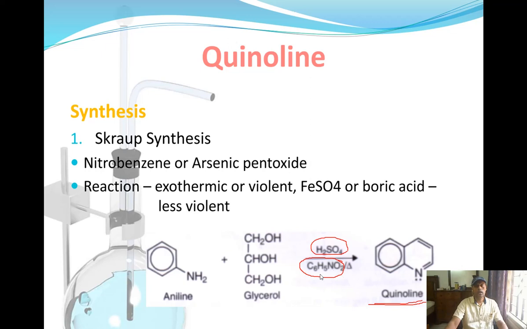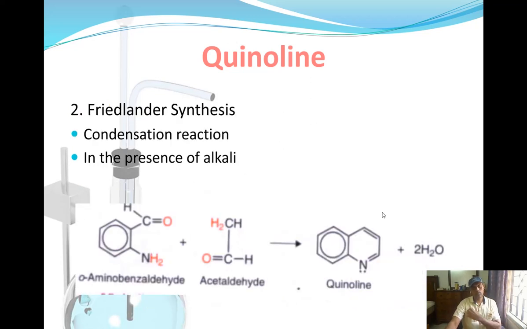Instead of nitrobenzene, you can use arsenic pentoxide. And this reaction is a violent, exothermic reaction. You can reduce the severity of the reaction by using ferrous sulfate or boric acid. So ferrous sulfate and boric acid can make this reaction less violent. And let's go to the next method of preparation.